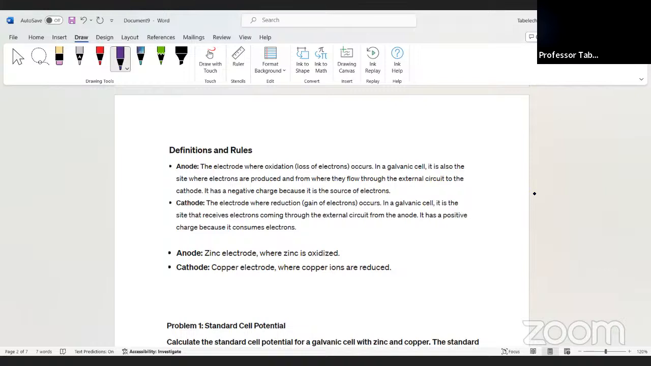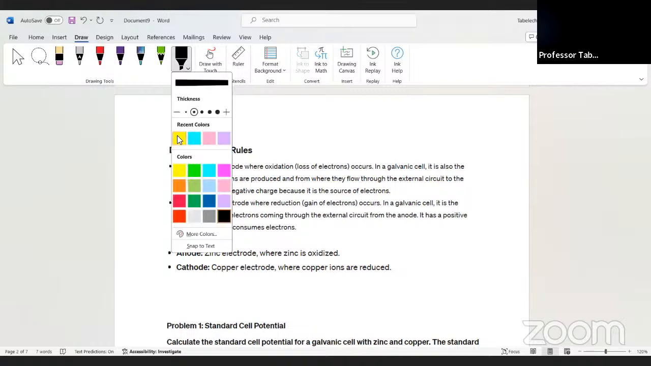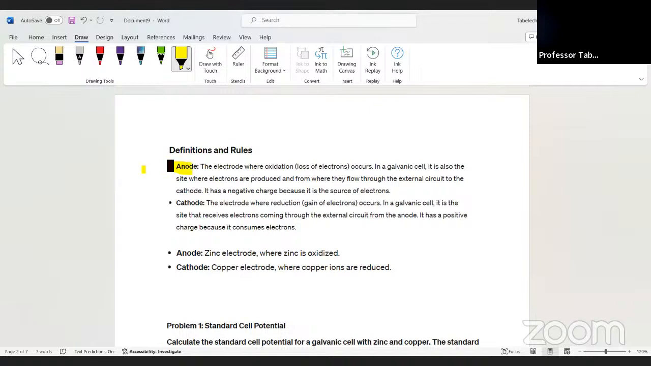Now, when you get to cathodes, on the other hand, so let me highlight that definition so you all can see that, okay? So anodes, this is this. Oxidation is where you're losing electrons. Cathodes, on the other hand, is reduction. That's where you're gaining electrons, okay? And that is because it has a positive charge and it consumes electrons, okay?